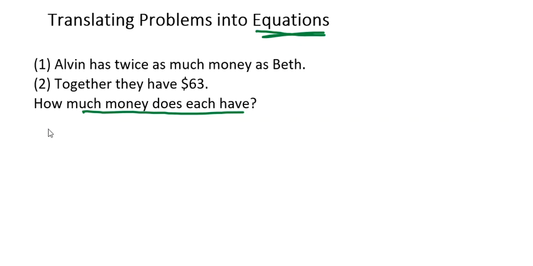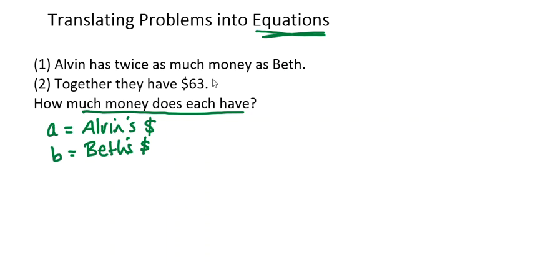We have Alvin's money. Alvin has some money, and then Beth has some money. So we've got Alvin's money, and we have Beth's money. So there's two unknowns. I'm going to write myself two variables, even though my goal is to get rid of one of those variables and just have one. I think it's going to be helpful for me to start off with the two.